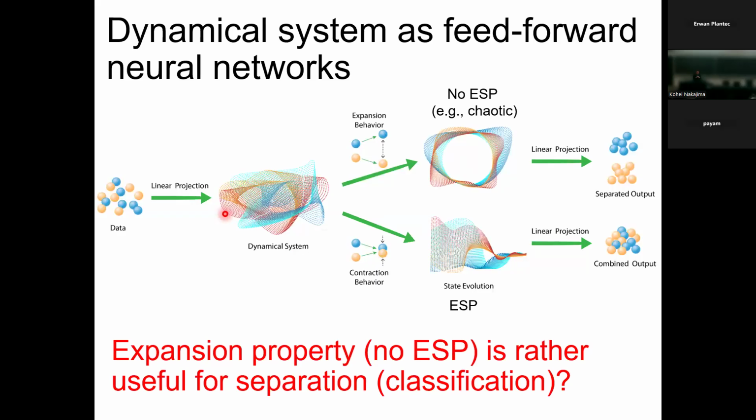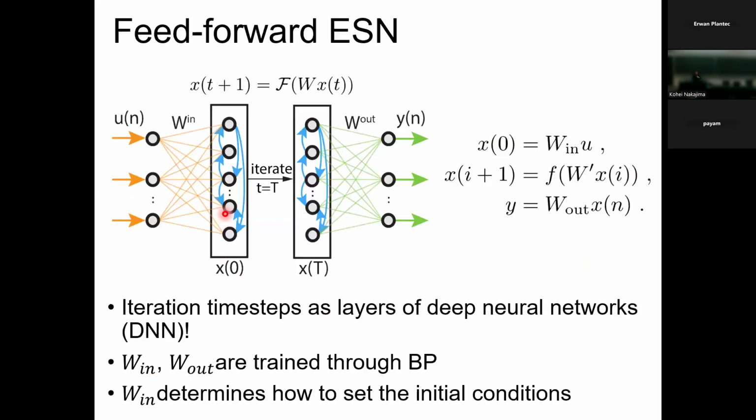But if your system has chaoticity, or if your system does not have the echo-state property, then by definition, your system should have the memory of the initial condition, right? So maybe this property is important, we thought.